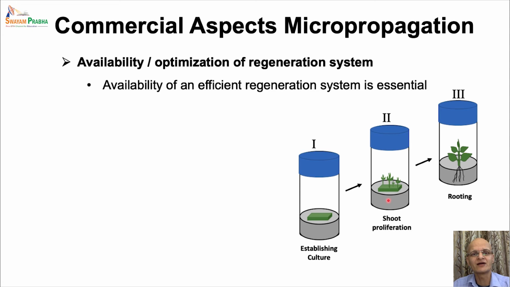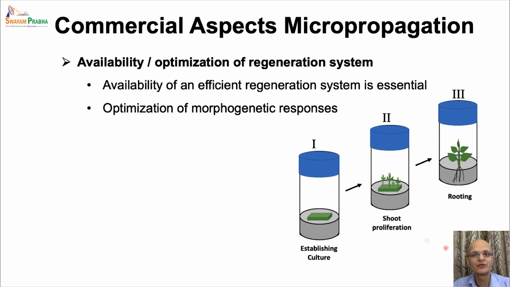If we are working with a species for which the regeneration system is not available, optimization of the regeneration protocol would be required. More specifically, the production of high frequency shoot multiplication needs to be optimized. Even if the regeneration system is available, however it is not efficient enough, we need to optimize the efficiency of the system for production of a higher number of plantlets in a small amount of time.